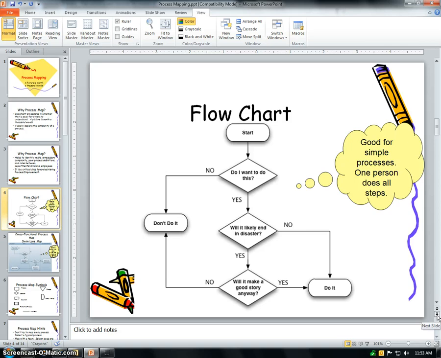You might be familiar with the type of process map that's just a flow chart. Probably everyone's seen a flow chart, maybe for troubleshooting or something like that if you buy a piece of equipment. It's good for simple processes. It's good when there's only one person that's going to be doing all the steps. So if we look at this flow chart that's in front of us, it doesn't really indicate who's doing what. So if there's only one person doing all these steps, then this would make sense.